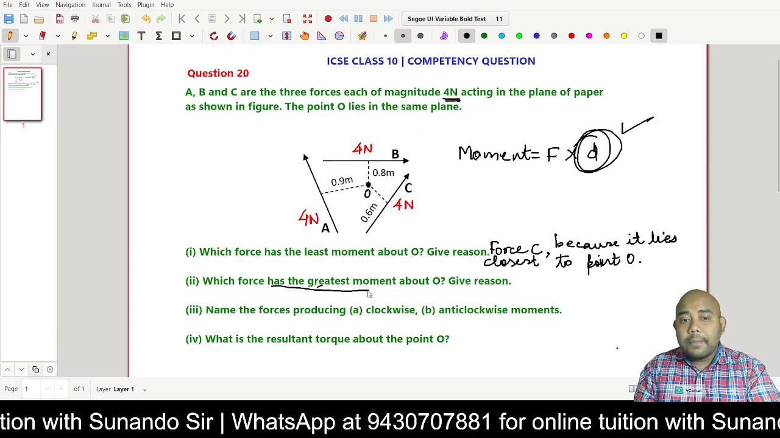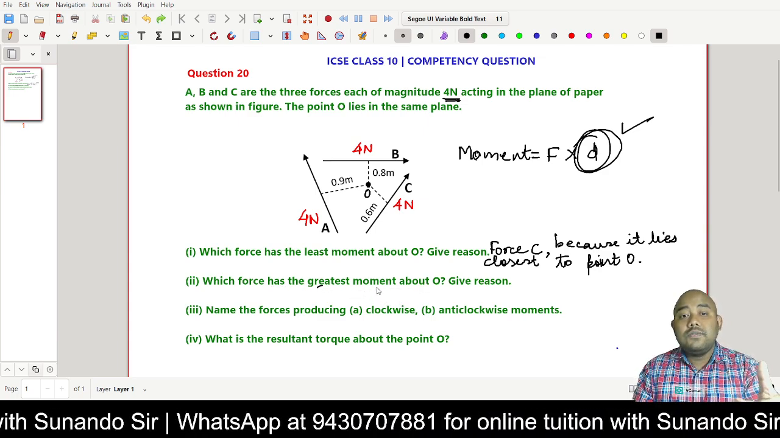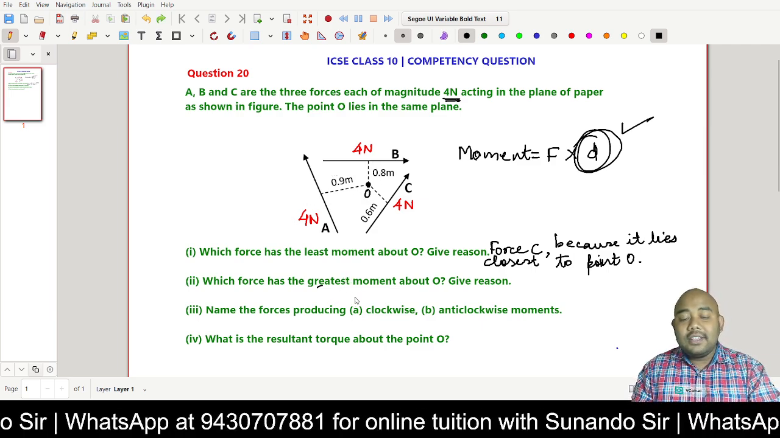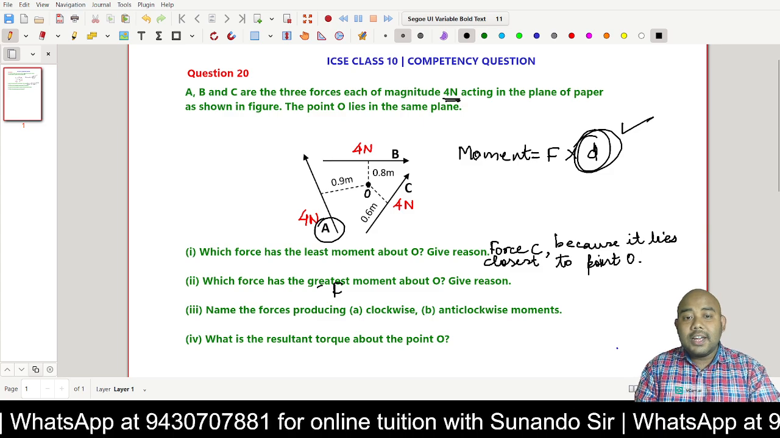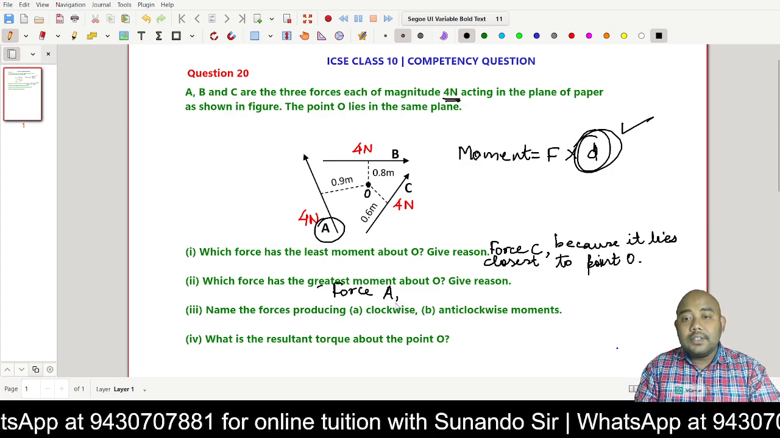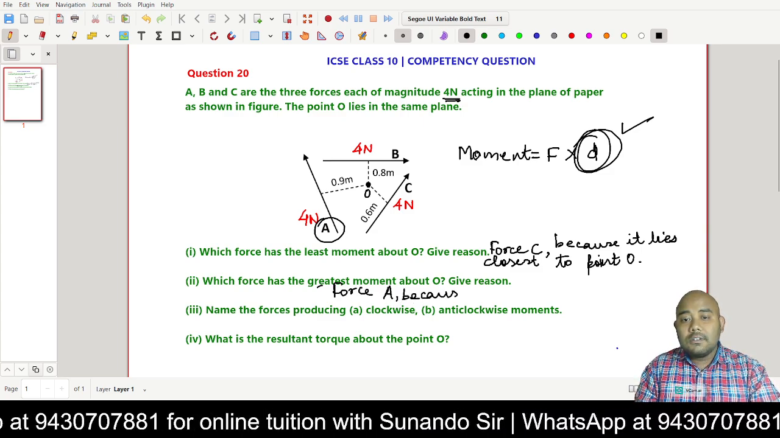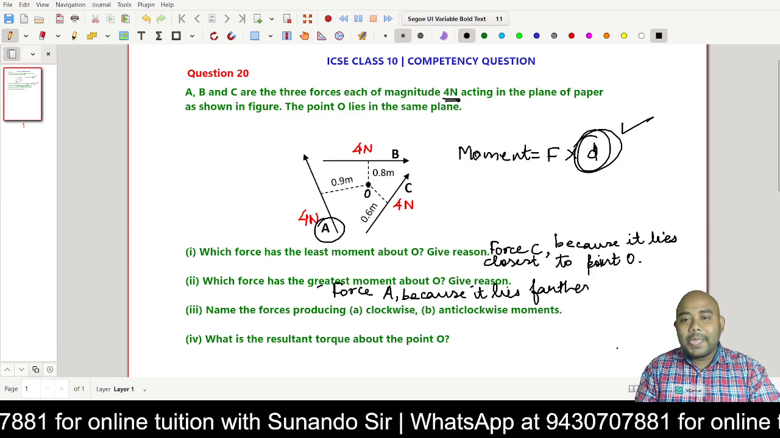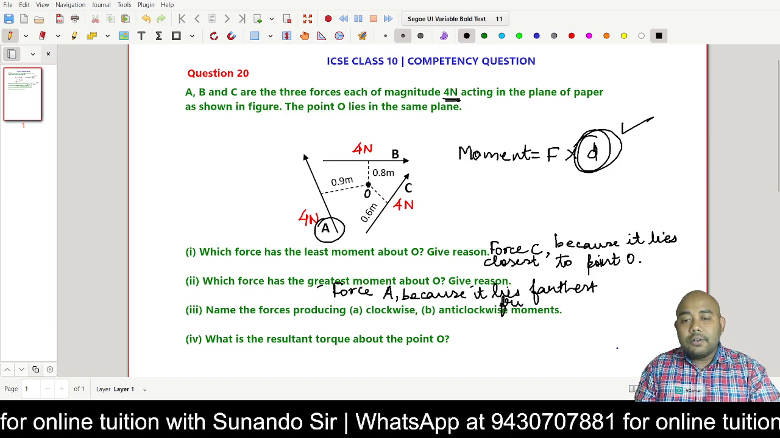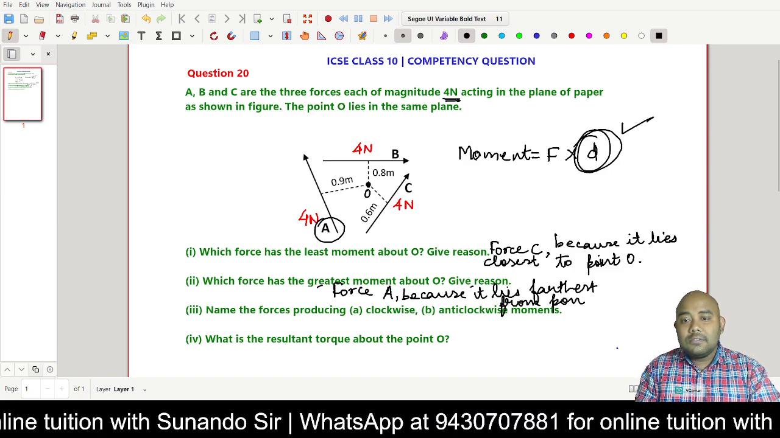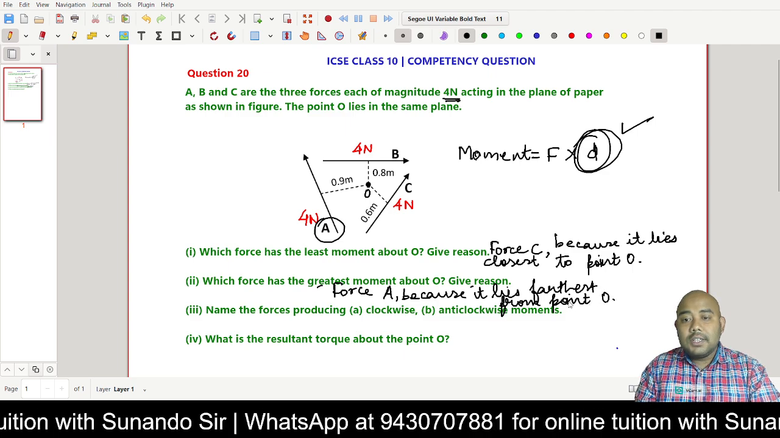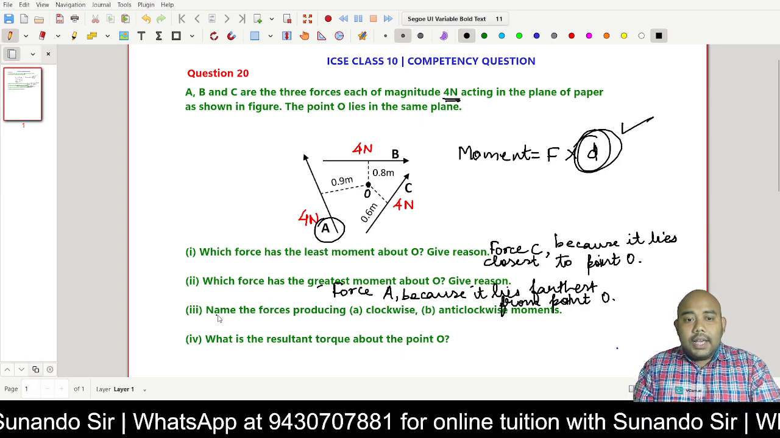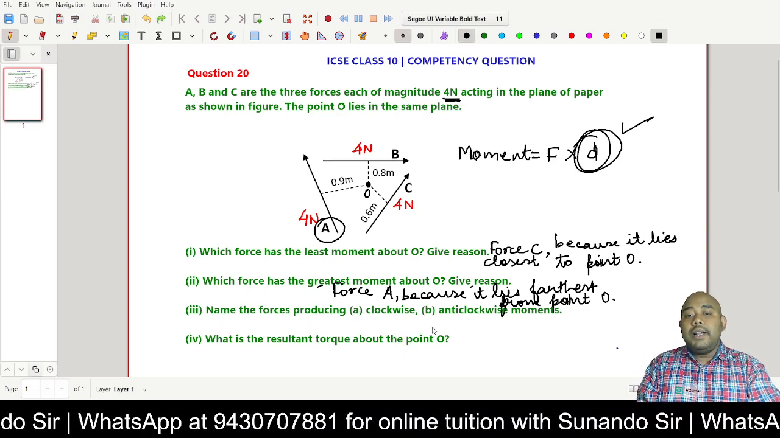Which force has the greatest moment? So we will see which force is at a maximum distance from point O. You can see 0.9 is maximum, so that is force A, right? Force A. Reason: because it lies farthest from point O. Easy, nothing hard, simple. Name the forces producing the clockwise moment and anti-clockwise moment.